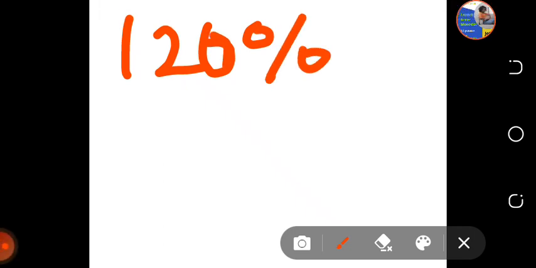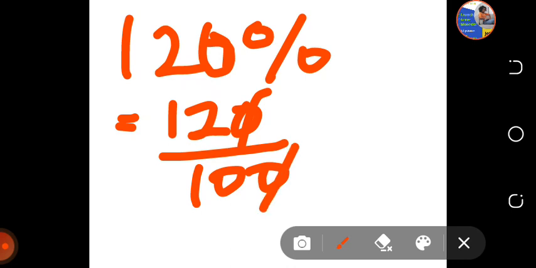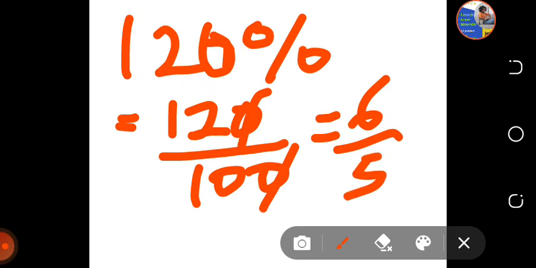120%. Now, what do I do? 120 over 100. See what I'm going to do now? I can cancel these 2 zeros. Now I'm going to look at a common factor of 12 and 10, which is 2. 2 go in 12 going to give me 6. 2 go in 10, 5. Now, this could be the answer, 6 over 5.